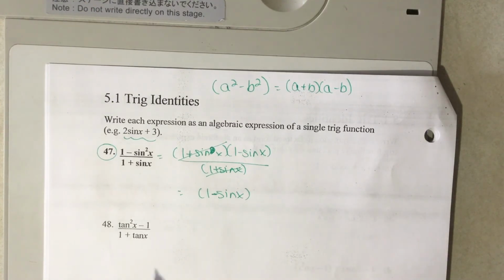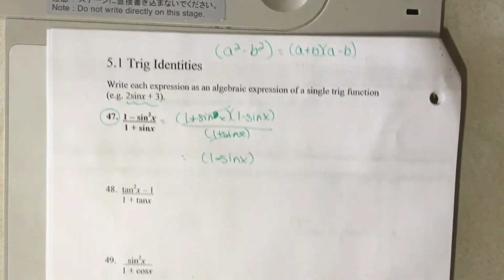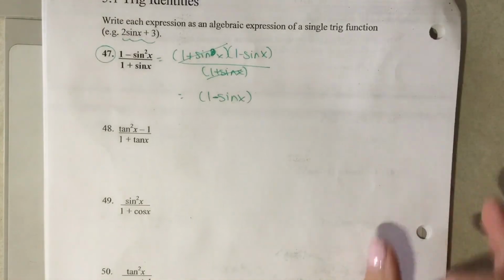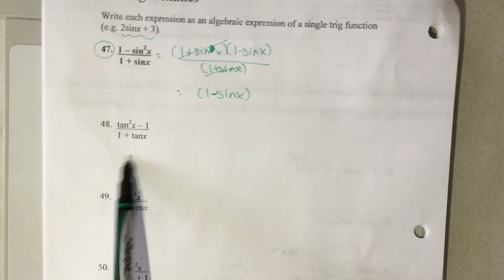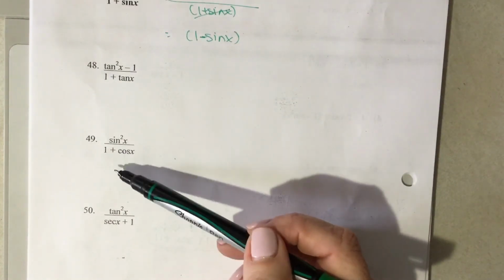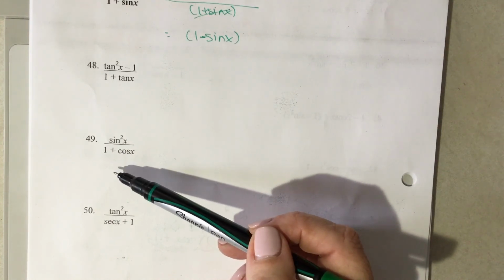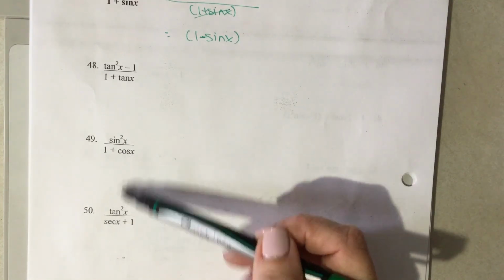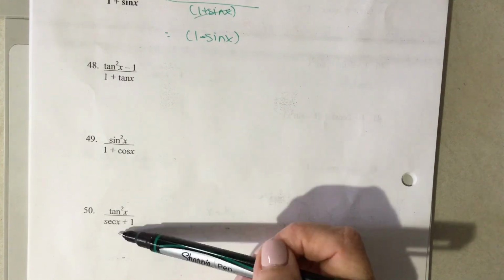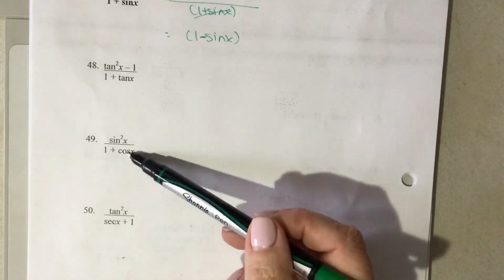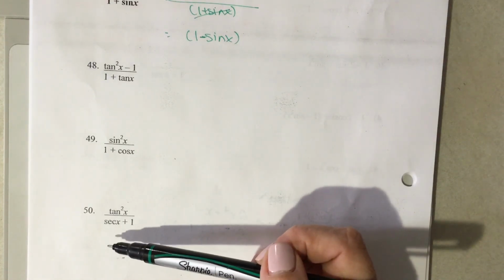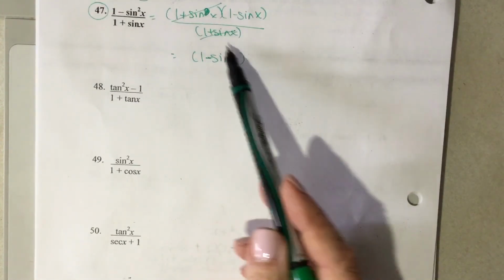Now, if you look at 48, am I in the same trig function? Yes. 49, same trig function? No. So 49 and 50, you're going to have to convert using a Pythagorean identity into the trig function that you see down in the denominator. But all those are going to be worked as simply as we did with number 47.